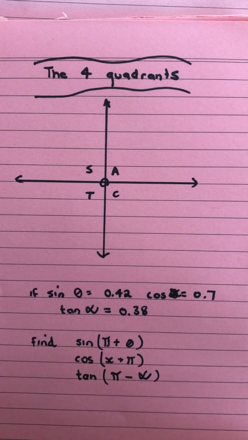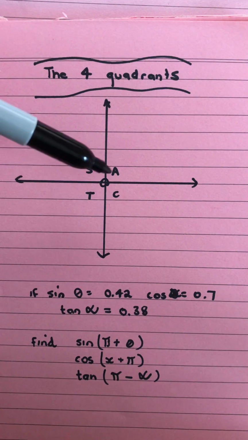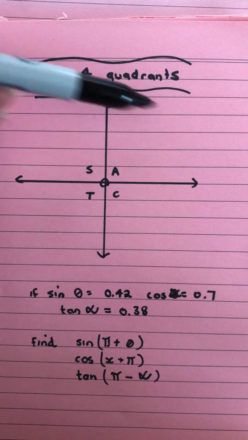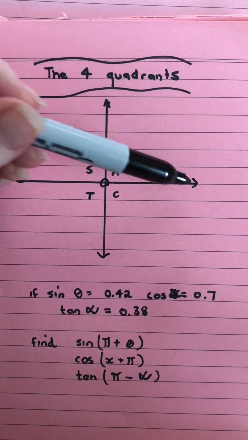Look at the 4 quadrants here. So when we look at our 4 quadrants, we know that in the first quadrant, all the sine, cos and tan are positive, because whether we're doing opposite over adjacent or opposite over hypotenuse, we've got all positive values here.